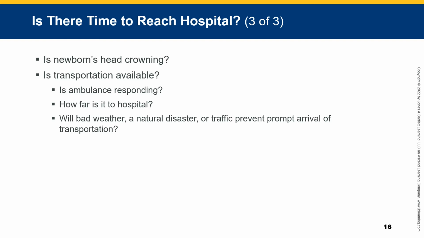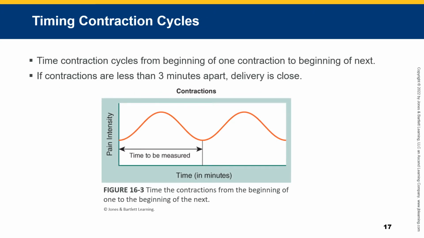Is transportation available? Is the ambulance responding? How far is it to the hospital? Will bad weather, a natural disaster, or traffic prevent prompt arrival and transport? We're going to talk now about timing contraction cycles. Time contraction cycles from the beginning of one contraction to the beginning of the next. If contractions are less than 3 minutes apart, delivery is close.